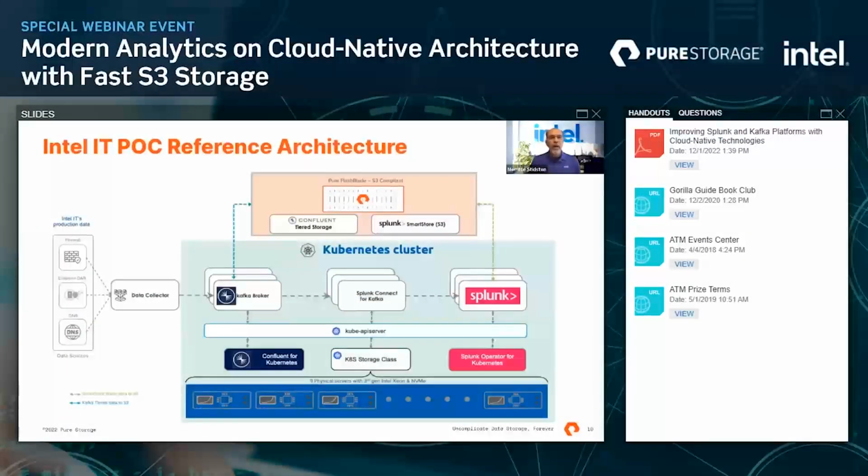So what did that environment look like? On the left, you see where we used Intel's production data. This is all of our SIEM data, or security information and event management data. So it's the same things that we would ingest and do our monitoring with in our environment. The data collectors pushed it over. We ran brokers, our Splunk indexers and search heads all on the same boxes in the containerized environment. And then we used their connectors to connect back to the Pure FlashBlade that is, as I mentioned before, S3 compliant.